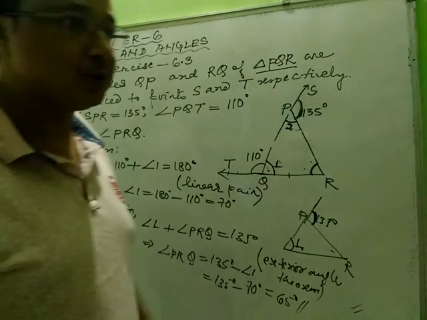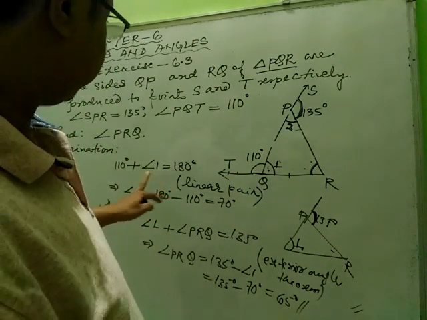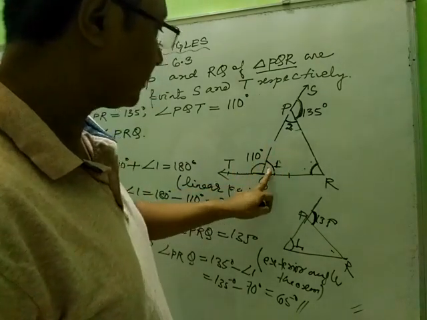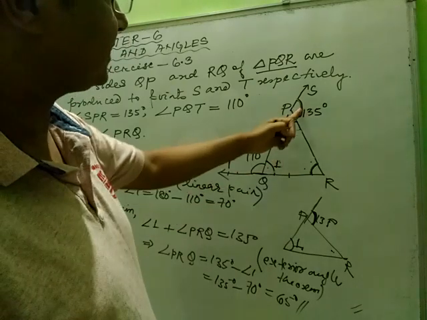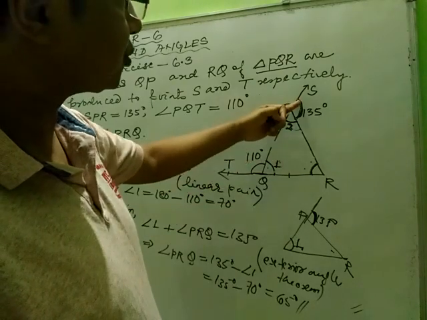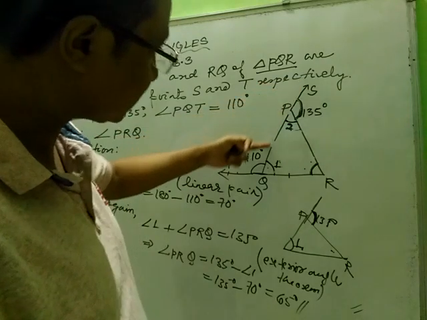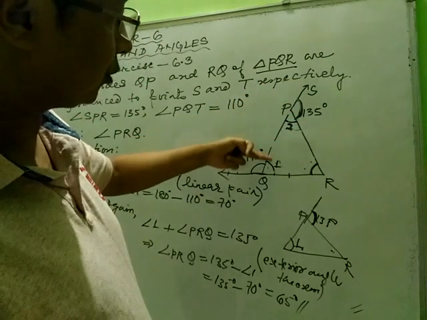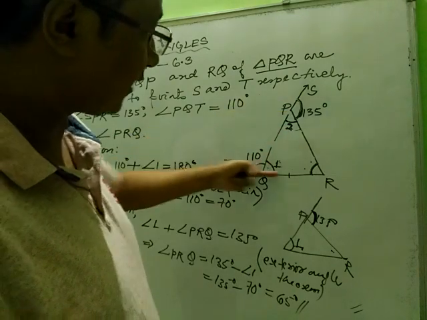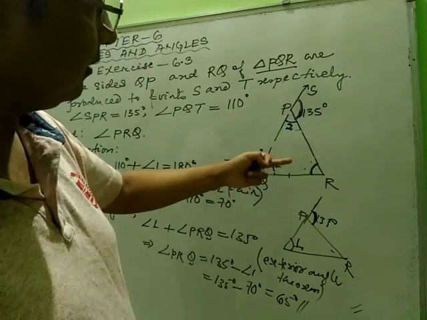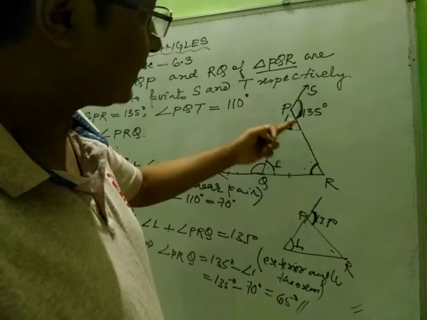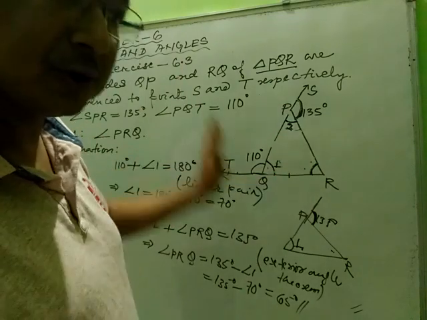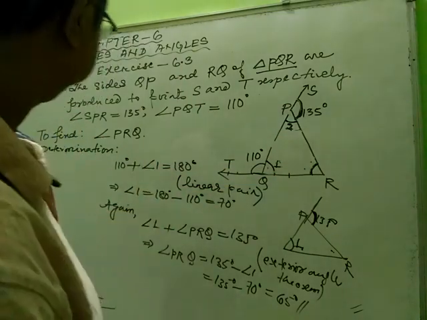Or else, how can you do it a second way? As you have got this plus this 180 degrees, linear pair, you got angle 1. Similarly, these are the two adjacent angles, so these two angles form the straight line. So this plus this is 180 degrees, you will get angle 2. So you got 1 and 2. Then this is the triangle PQR, so you add these three angles, you will get 180 degrees. Then you will get this angle PRQ. That way also you can do. This is the shortcut one.